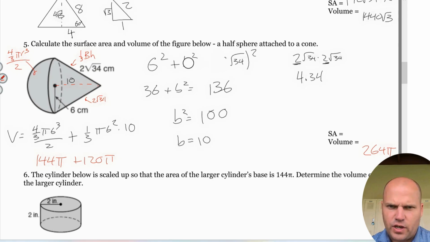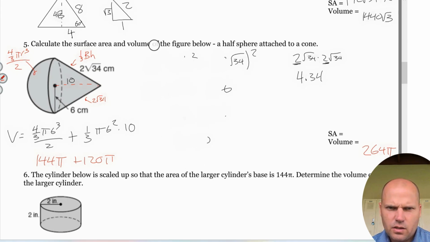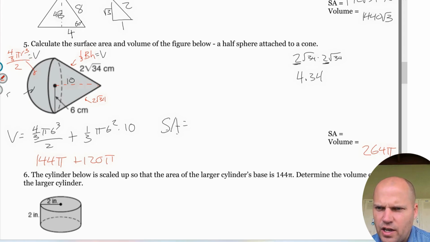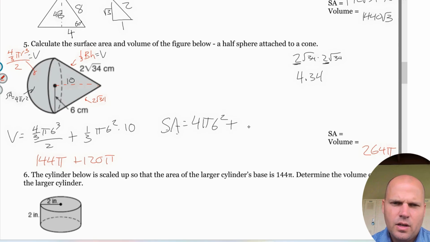Okay, so for the surface area, let's go ahead and do that. I got the hemisphere. That's the volume. The surface area is 4 pi r squared. And the surface area of this is just the pi RL part. So I have 4 pi times 6 squared. And then I have the pi times the r times the L.